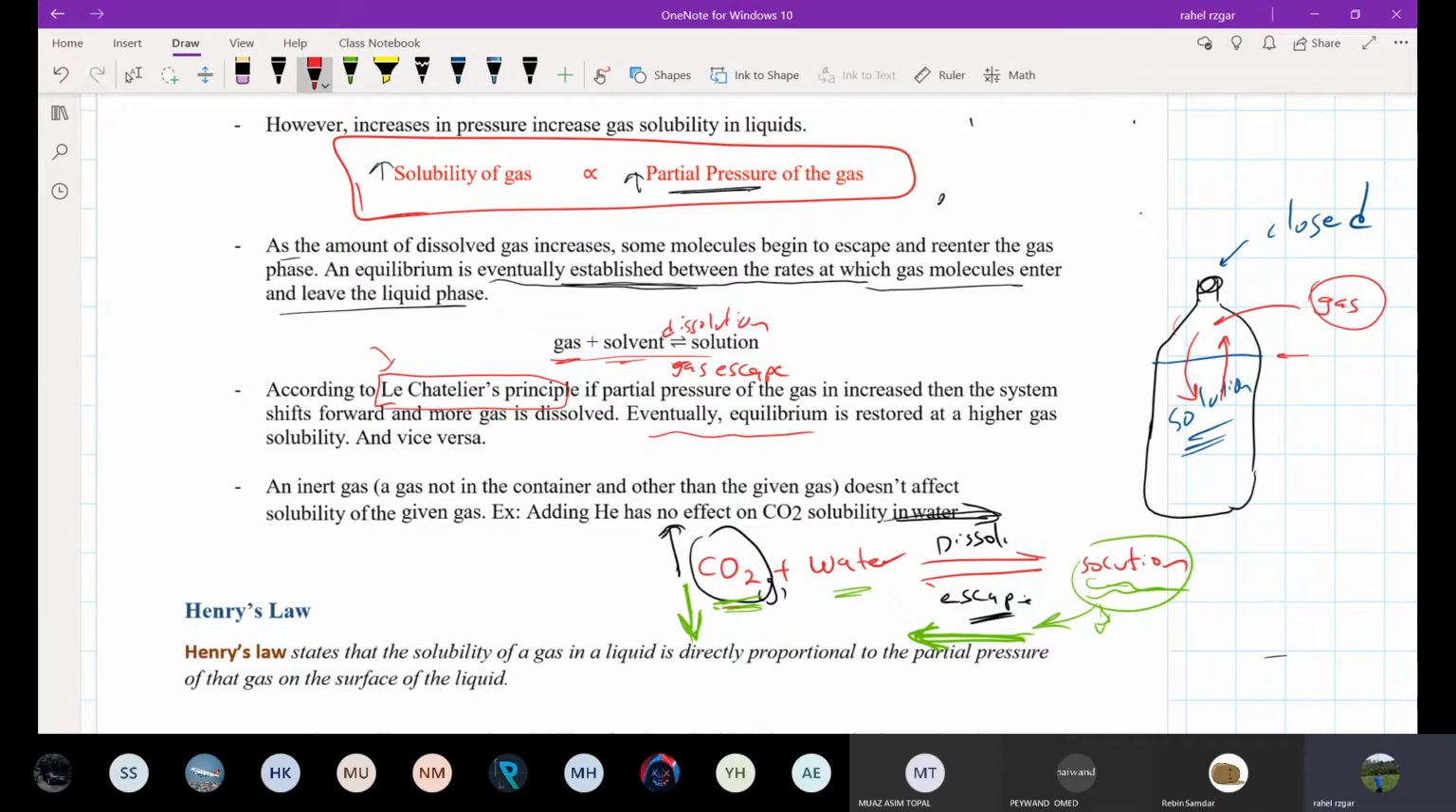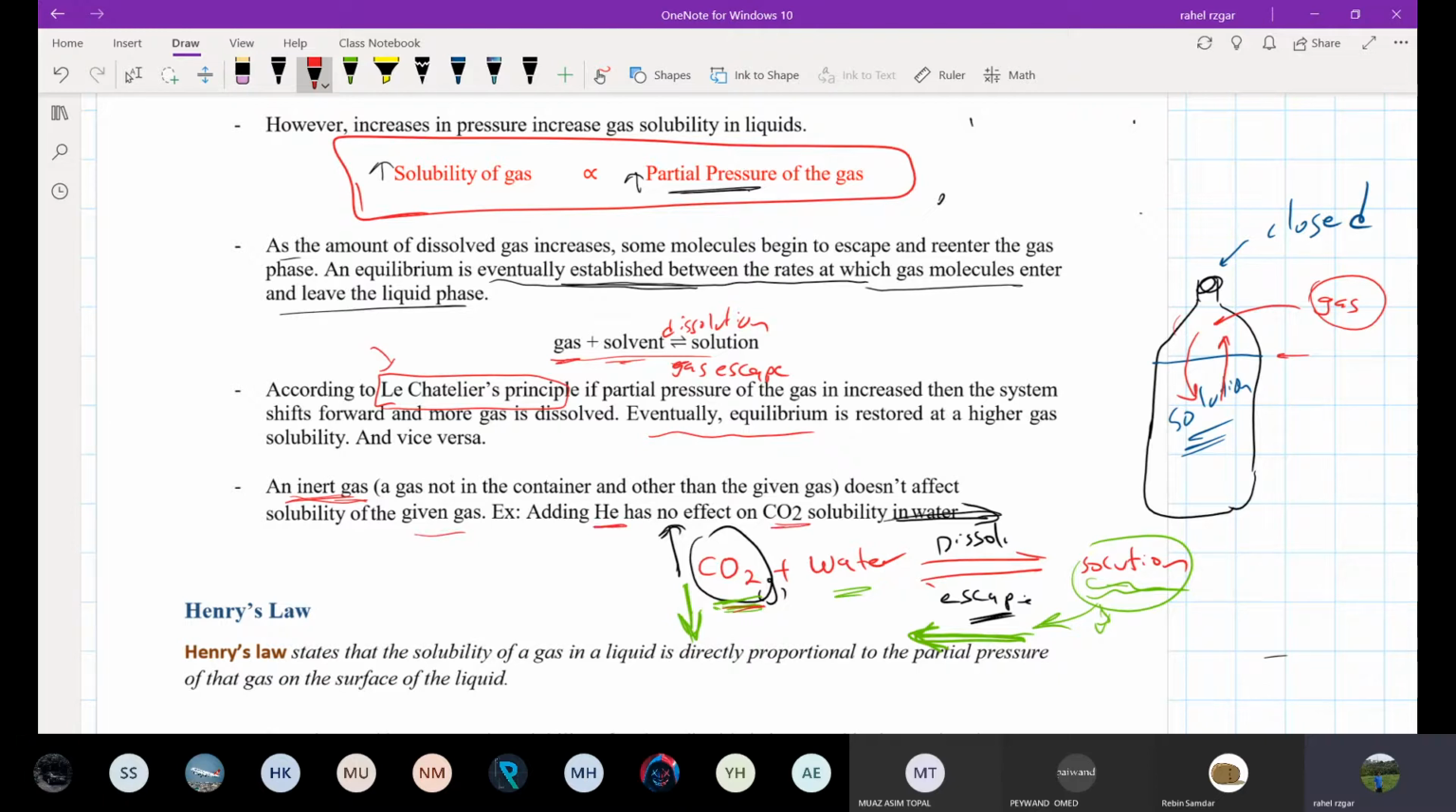So when we want to dissolve CO2, the pressure of CO2 must be increased. Not the total pressure. What does that mean? It means that, for example, if you put another gas in order to increase the total pressure, let's say an inert gas. What does inert gas mean? A gas that's not in the container and that we don't use, other than the given gas. For example, it doesn't affect the solubility of the given gas. Adding helium has no effect on CO2.